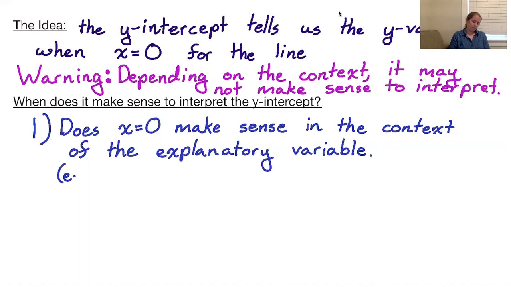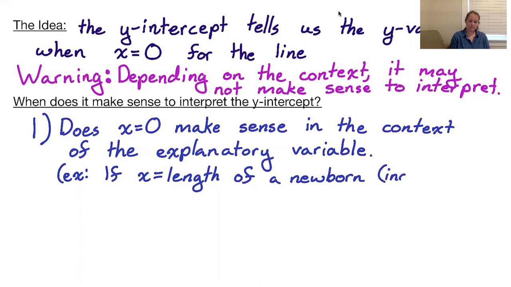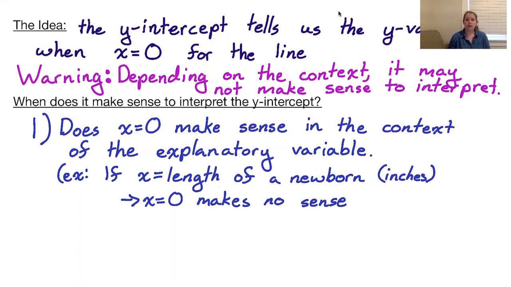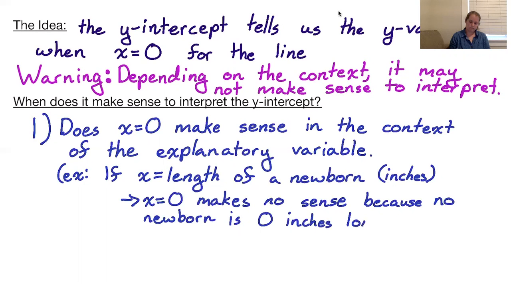So for example, if x is referring to the length of a newborn in inches, then x equals 0 makes no sense, because no newborn is 0 inches long. So that's the first question we should ask.